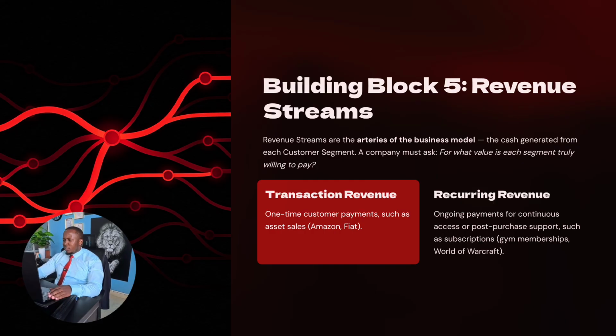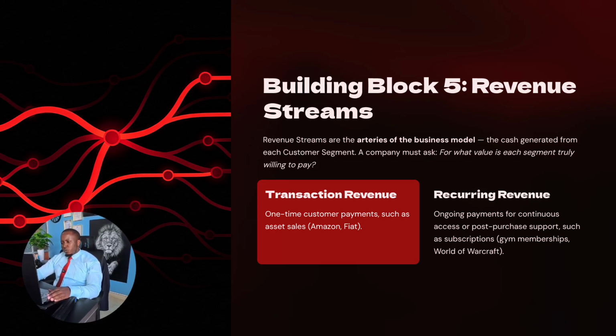Now, we proceed to the next block, which is revenue streams. Now, revenue streams are the arteries of the business model. This is the cash generated from each customer segment. A company must ask for what value is each segment truly willing to pay.